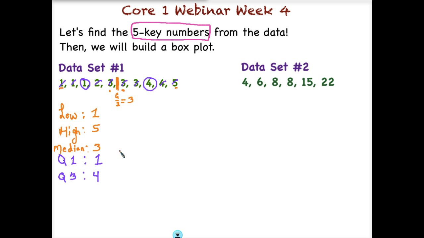So whatever number you guys choose for your median, if there is an actual number, then that kind of separates your low from your high.